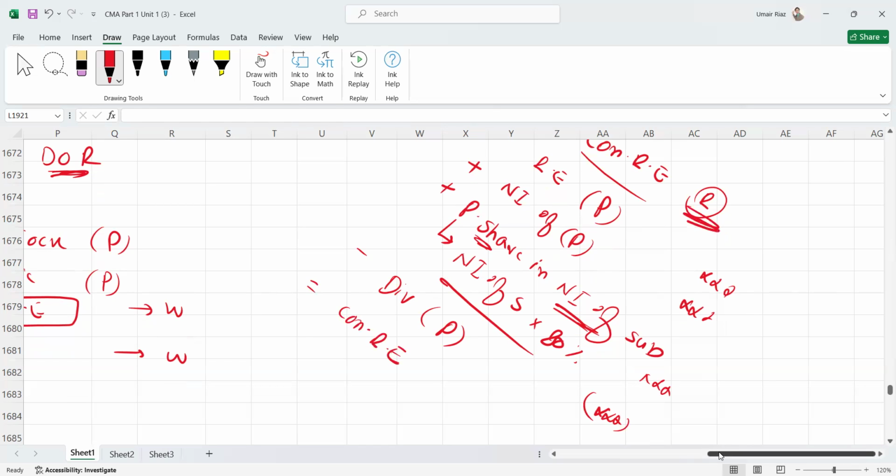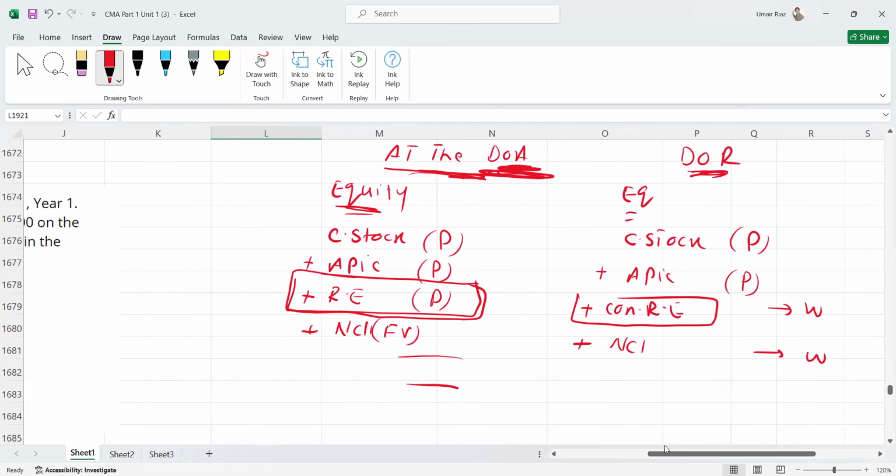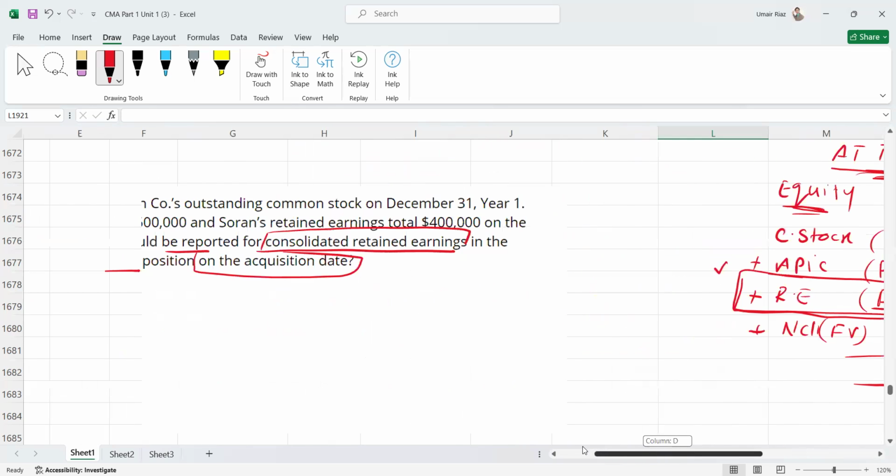But the question is about consolidated retained earning at the date of acquisition. At the date of acquisition, only the retained earning of parent will be part of equity. Please don't show the equity of subsidiary, because subsidiary equity accounts are eliminated under the consolidation process. So here we go. Actually, this is the answer here, right? At the date of acquisition, parent's retained earning will be the consolidated retained earnings.